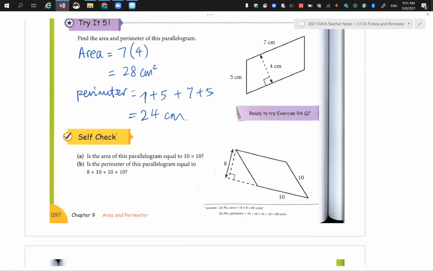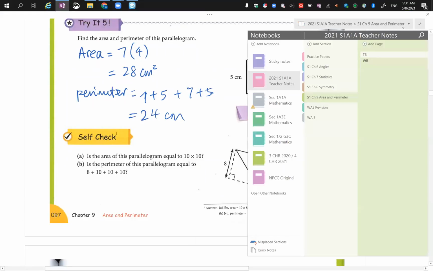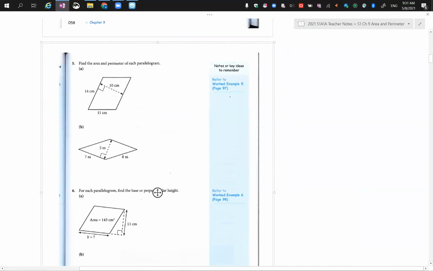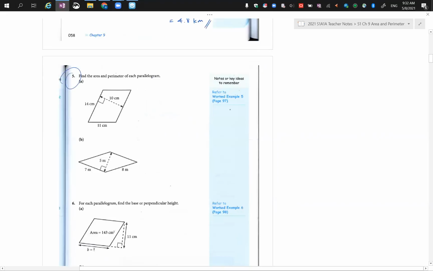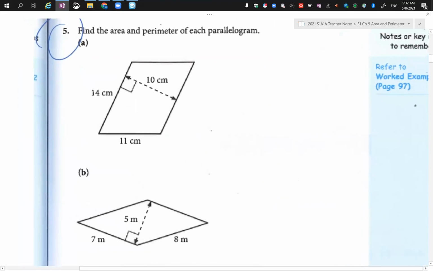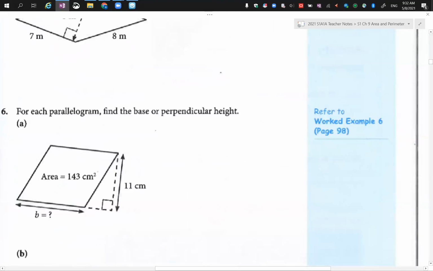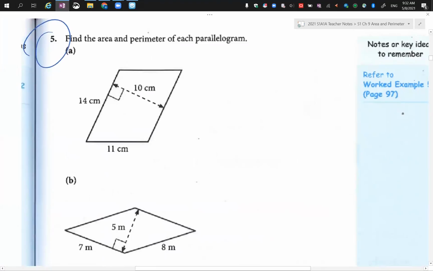Let's try our workbook now. We have some similar questions in our workbook. Okay, question 5. This is on page 59. Just question 5 only. Find area and perimeter. This is on page 59. So find the area, perimeter.